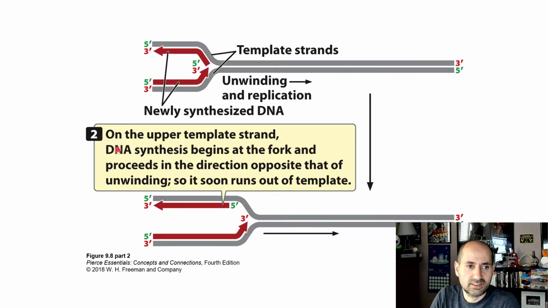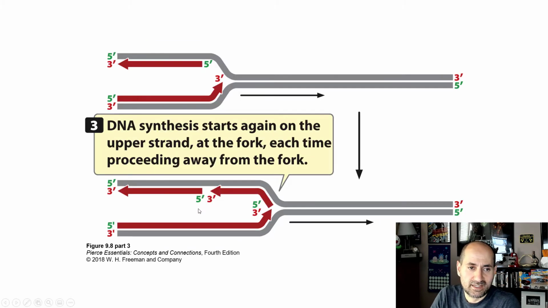Okay, but then later on it says on the upper template strand, DNA synthesis begins at the fork and proceeds in the direction opposite that of unwinding. So it soon runs out of template. So on the top strand, because it's building 5' to 3' away from the fork, DNA synthesis started here at the fork and it built away, and it's going to run out of room. It's going to run out of runway, which means that the DNA needs to unwind more before a new fragment can form on the top strand. That would be the lagging strand, right?